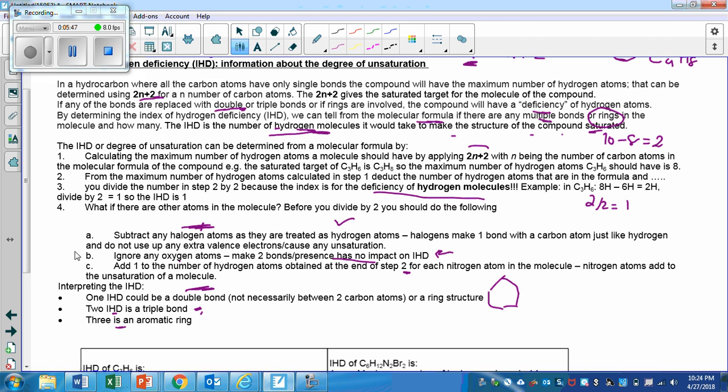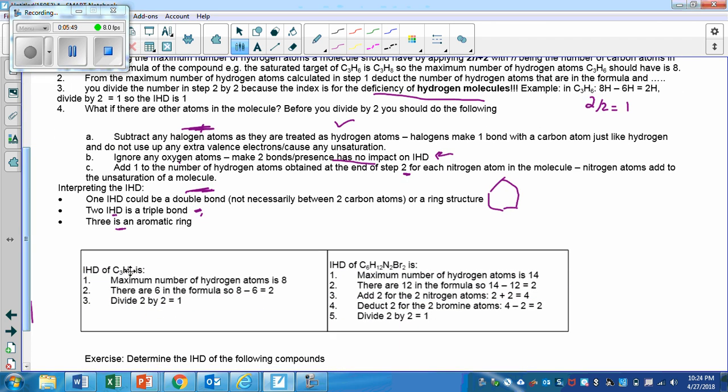So let's apply these rules in this example. I have C3H6. So for C3H6, based on CnH2n+2, for C3, I should have 2 times 3 plus 2.